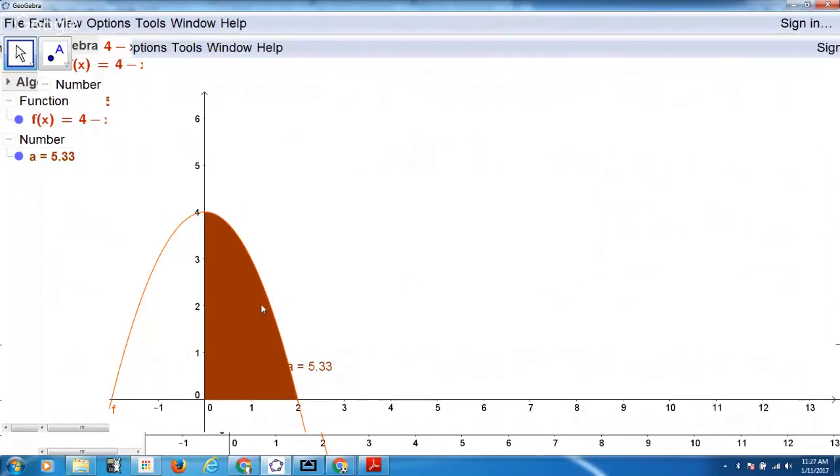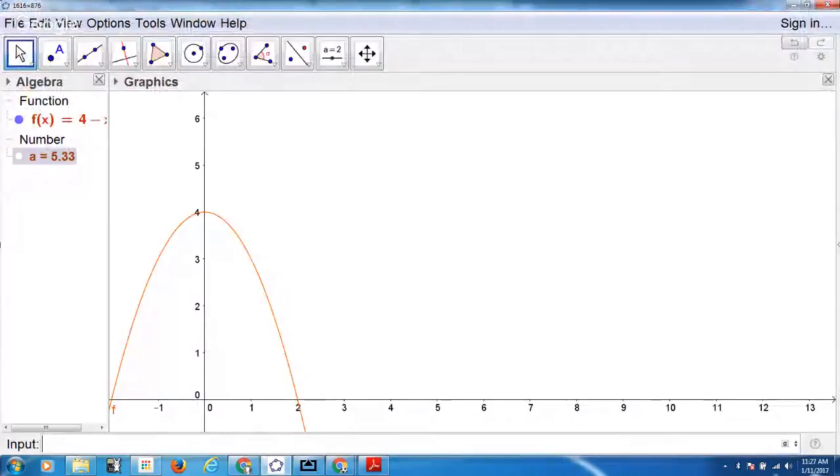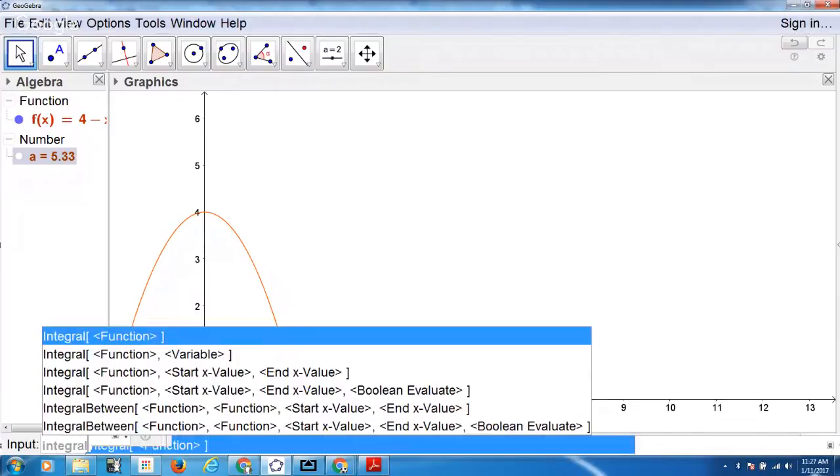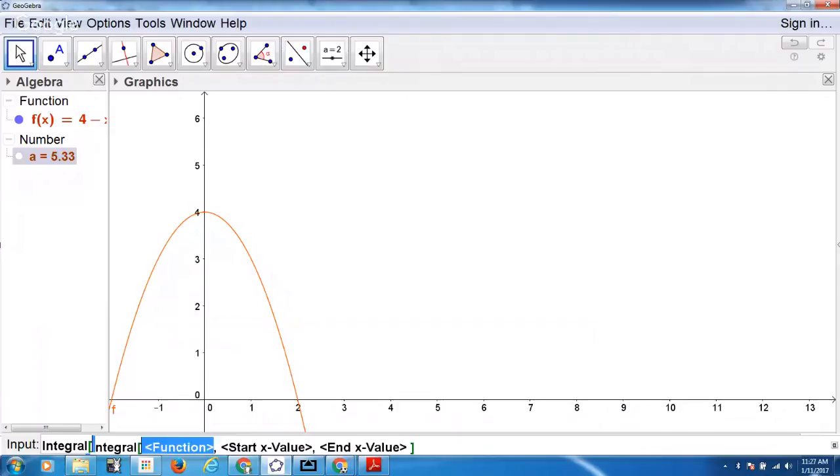All right, let's take it a step farther. Let's hide that there and ask GeoGebra another question. GeoGebra can find the area under a curve. The command to do that in GeoGebra is called Integral. And I want the integral of f between endpoints. Given my function f, I'm starting at 0 and ending at 2. It says the area is 5 1/3.